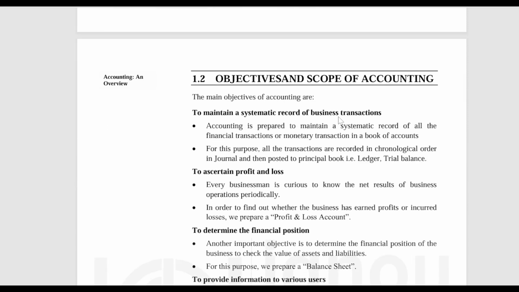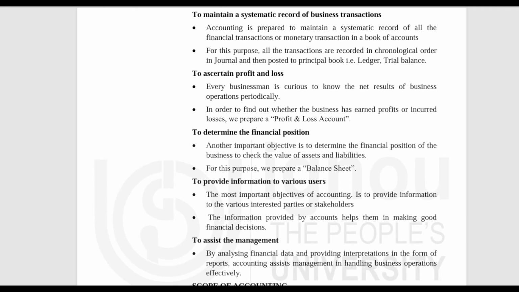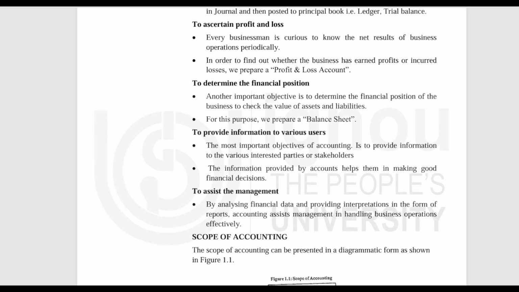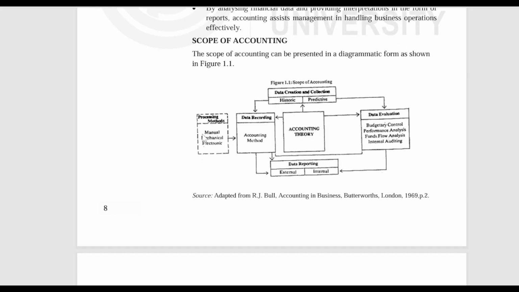And next is objectives and scope of accounting. The main objectives of accounting are to maintain a systematic record of business transactions, to ascertain profit and loss, to determine the financial position, to provide information to various users, and to assess the management. Let's see the scope. Here is one chart. The scope of accounting can be presented in a diagrammatic form as shown here.